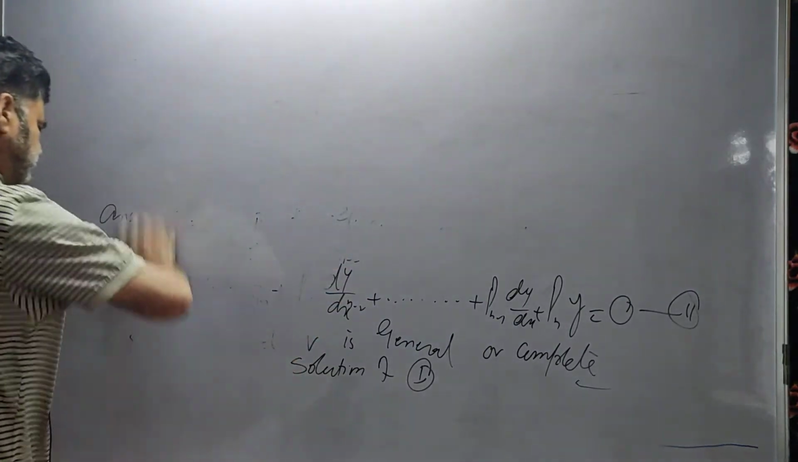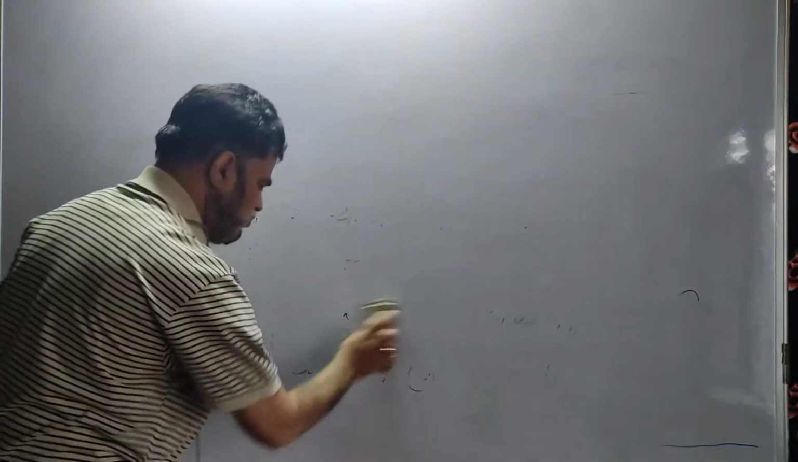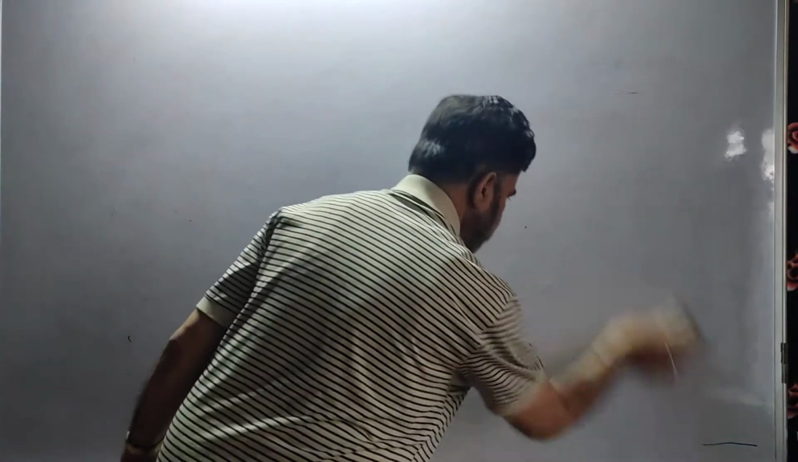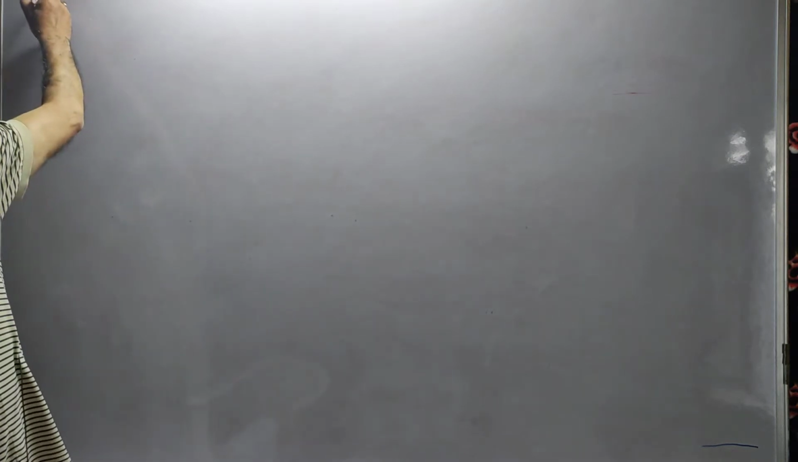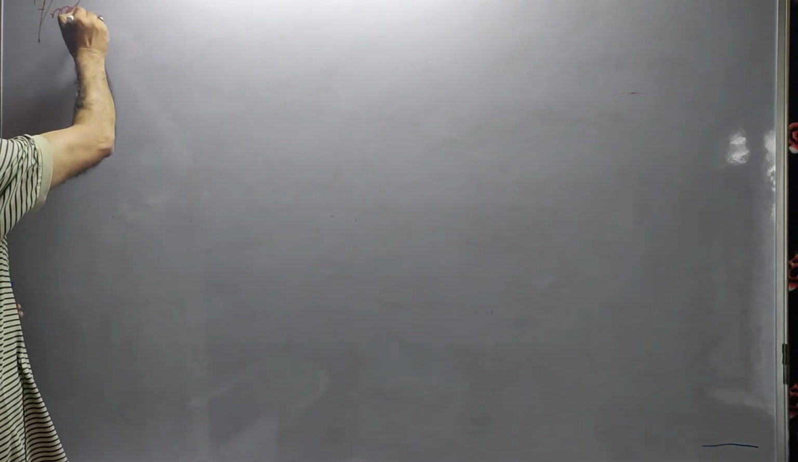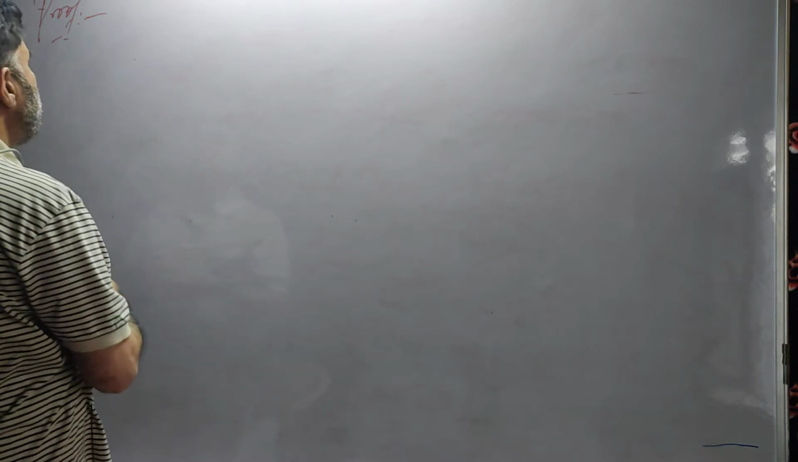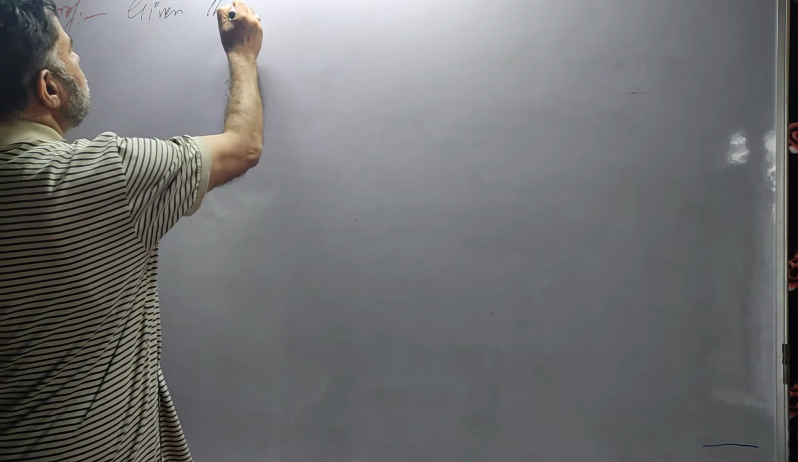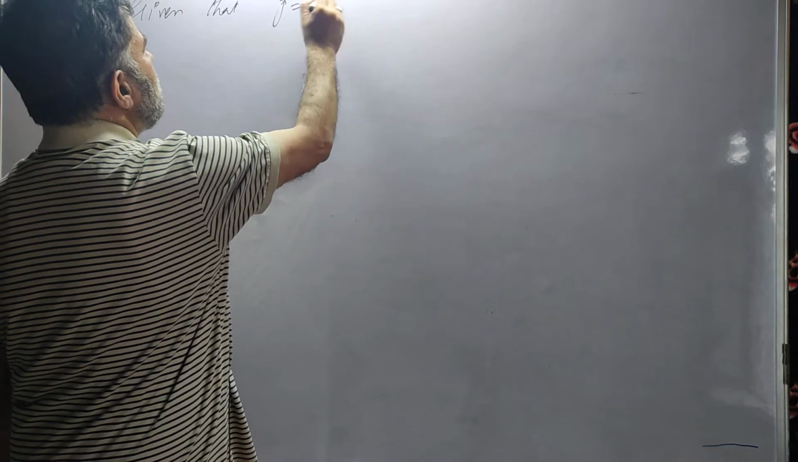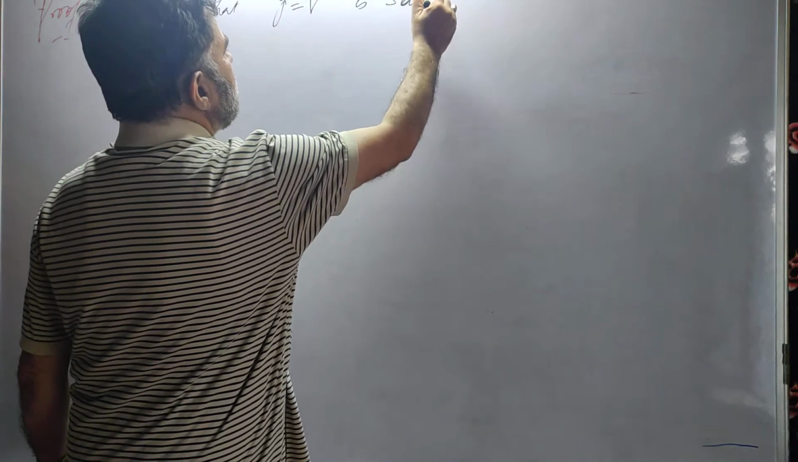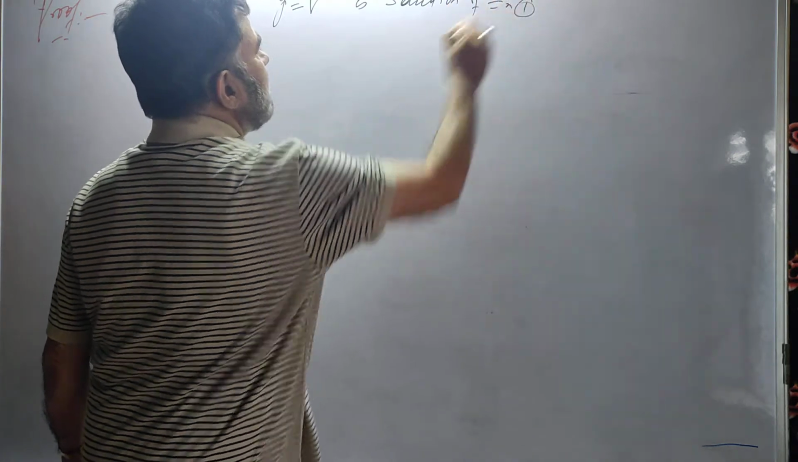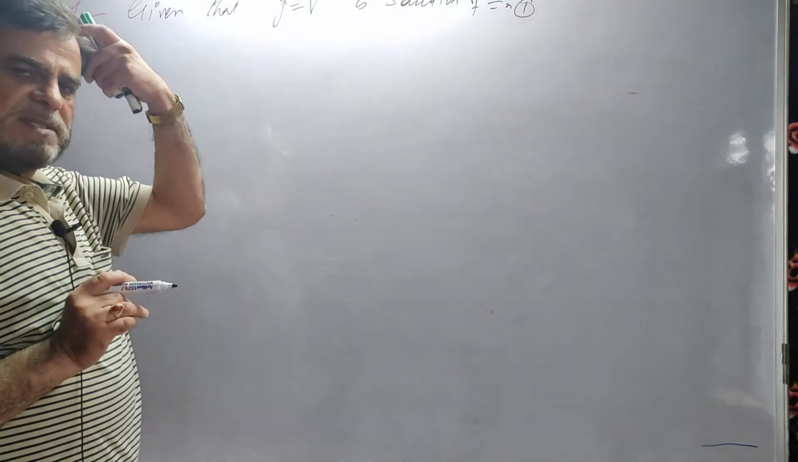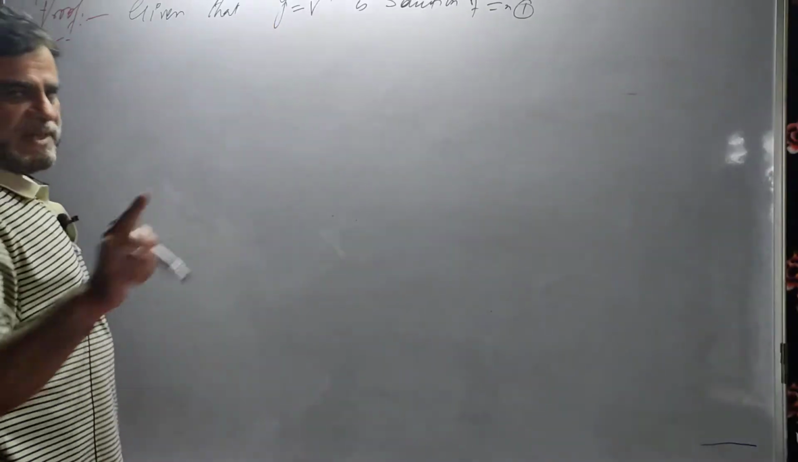Equation number 1 is with you. I will write the proof in this way. This is the proof now. In the proof you will write, given that y is equal to v is in fact a particular solution of equation number 1. Equation number 1 you have in the statement. This means y is equal to v will satisfy that equation.